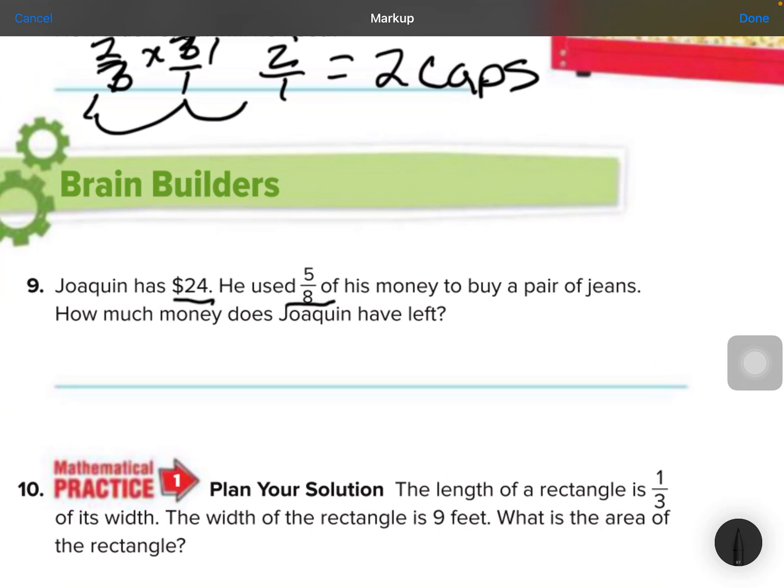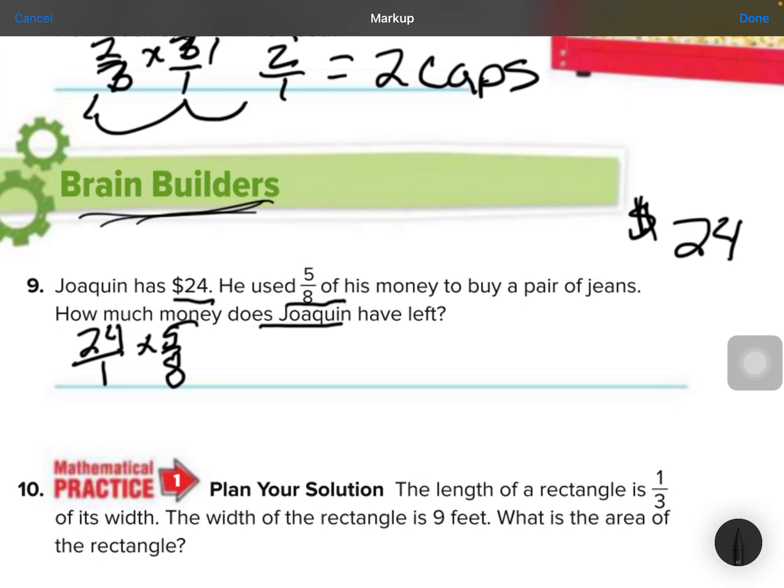Okay, brain builders. Ooh, let's see if we can figure that out. Joaquin has $24. He used 5/8 of his money to buy a pair of jeans. How much money does he have left? Okay, brain builders always means there's 2 or 3 steps. So our first step is we multiply 24 times 5/8, and that's going to give us a number. Then we take that number and subtract it from 24 because we need to find out how much money he has left.